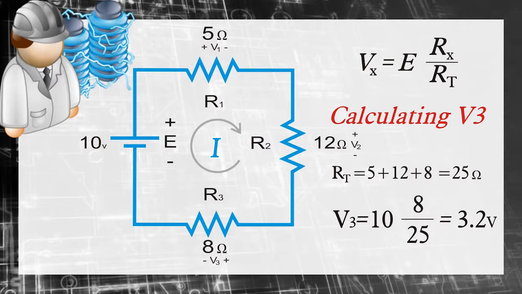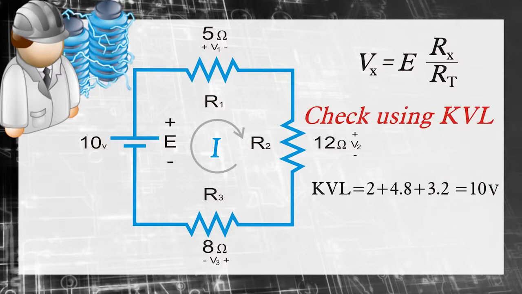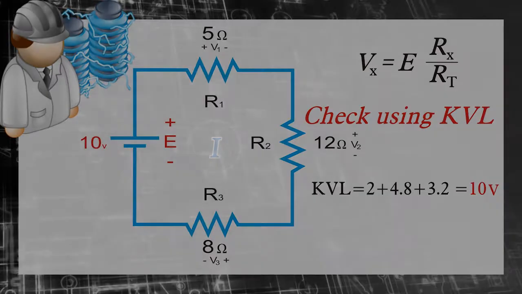To check our previously calculated results for the voltage drops around a circuit, we can use Kirchhoff's voltage law, which deals with the conservation of energy within a closed loop around a circuit, stating that the sum of voltage rises and falls around a closed loop circuit is equal to the voltage source. In this case we can add V1, V2 and V3 together, being 2 plus 4.8 plus 3.2, giving a voltage of 10 volts, which is equal to our source voltage, meaning that our calculations are correct.